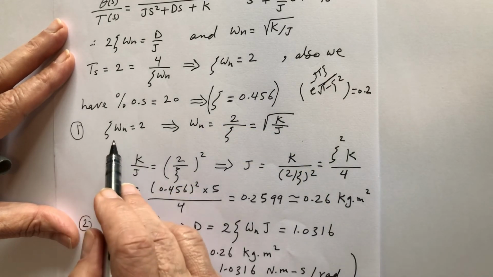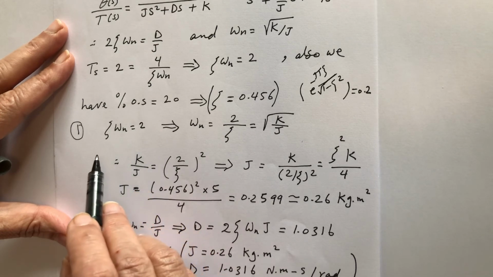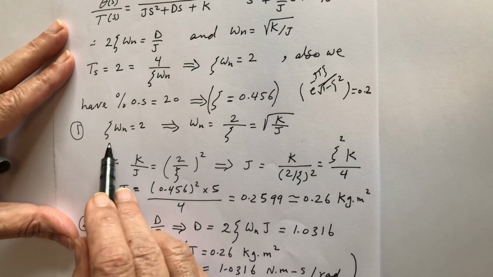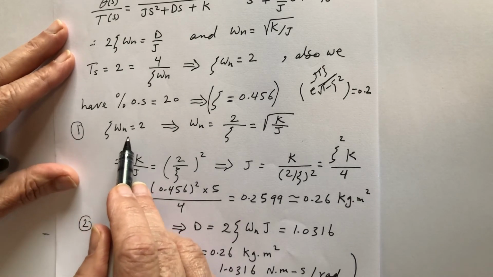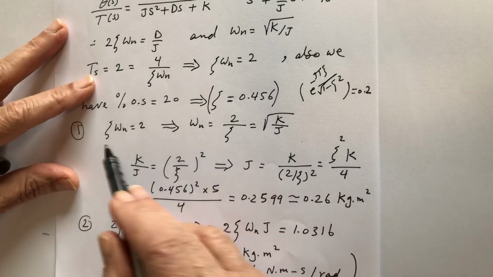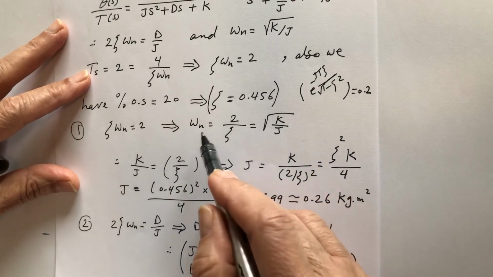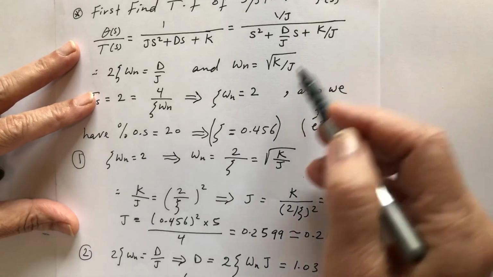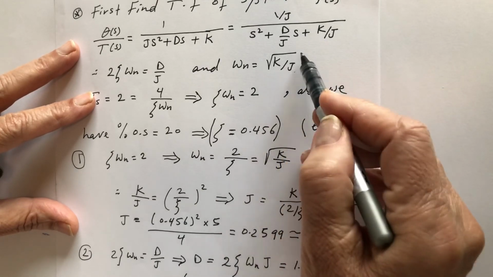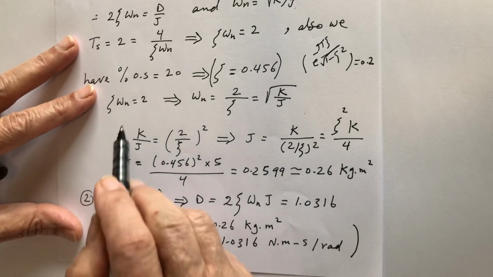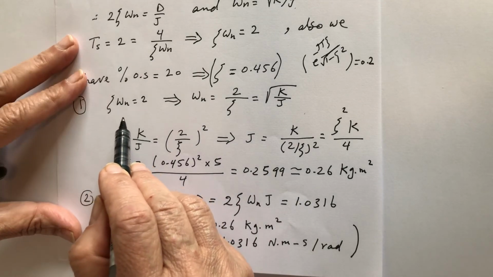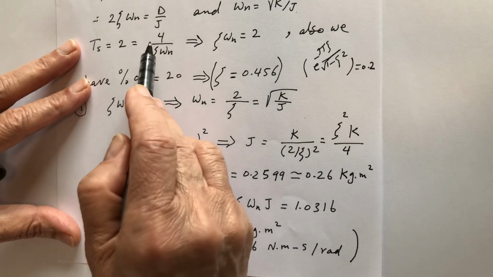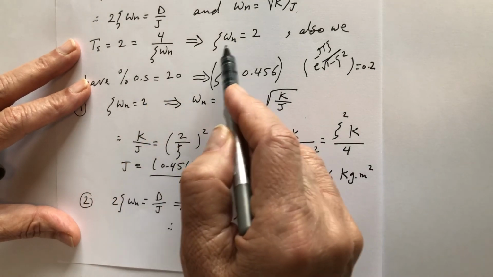So zeta omega n, from the settling time he's given us, equals 2. From the settling time we have zeta omega n, this is another piece of information, equal to 2. That gives omega n equal 2 over zeta, and this omega n equals K over J, which we found from here. We put here that omega n equals K over J under the square root. So now we have 2 zeta omega n. I got it from the settling time which he gave me. Settling time equals 2, which is equal to 4 over zeta omega n. So I get zeta omega n equal to 2.